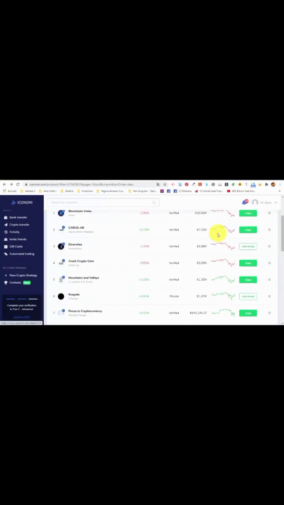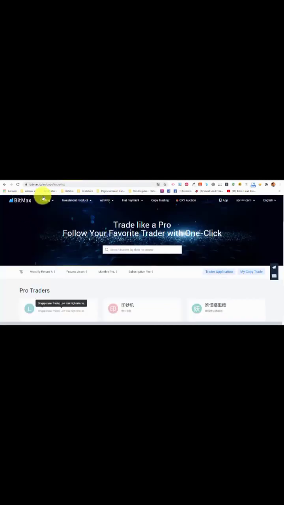This is one of the platforms. You just click on copy, you add your funds. As you can see in this example, we are copying this strategy, and that's about it. Now, another platform where you can copy traders is BitMax.